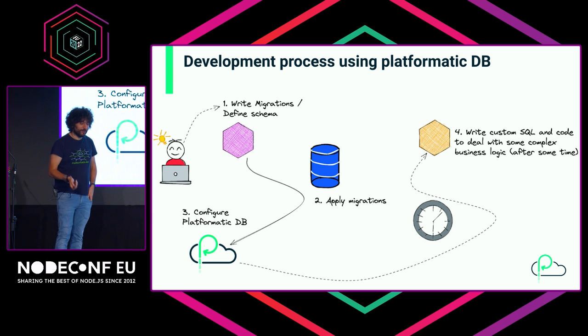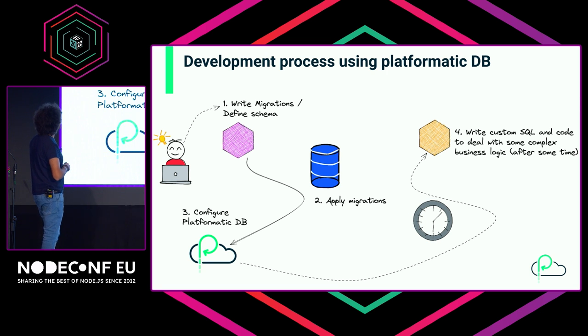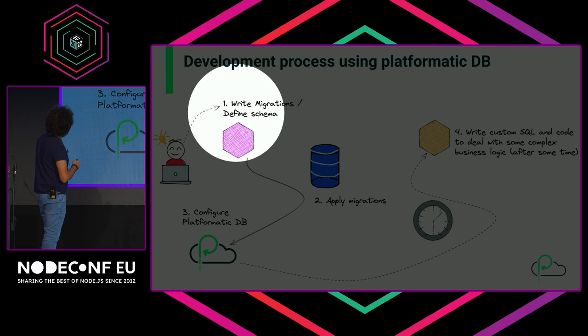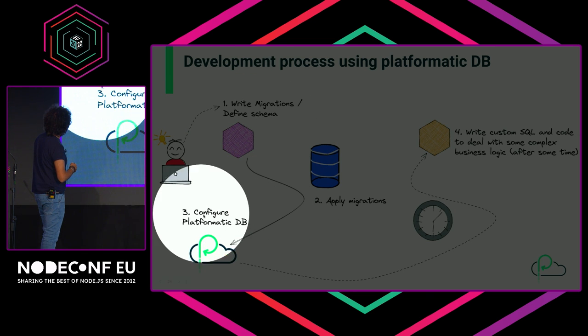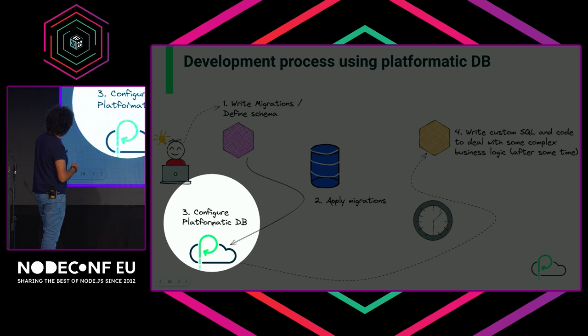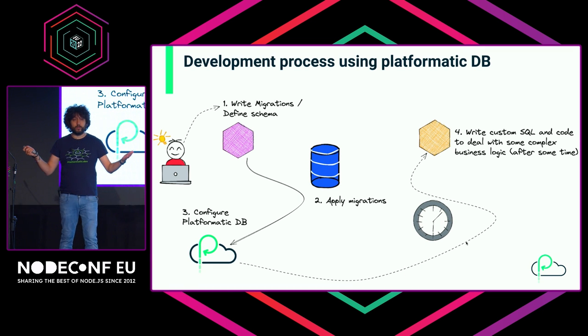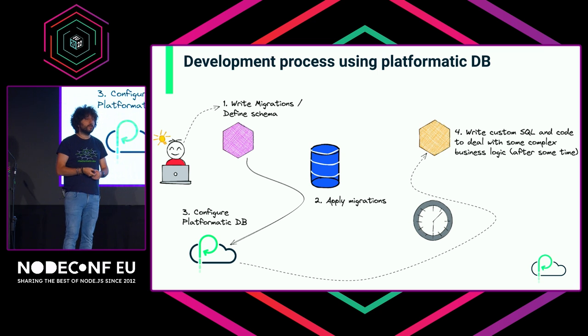So, how does Platformatic DB work, and how do we envision development? With Platformatic DB, the developers typically write their own schema and the migrations, you apply them, then you set Platformatic DB up. And then, whenever you need, sometime later, you can just write your custom code. There is nothing else that you need to do to get up and running with some basic CRUD functionality. You can just write your custom SQL, write your custom code.